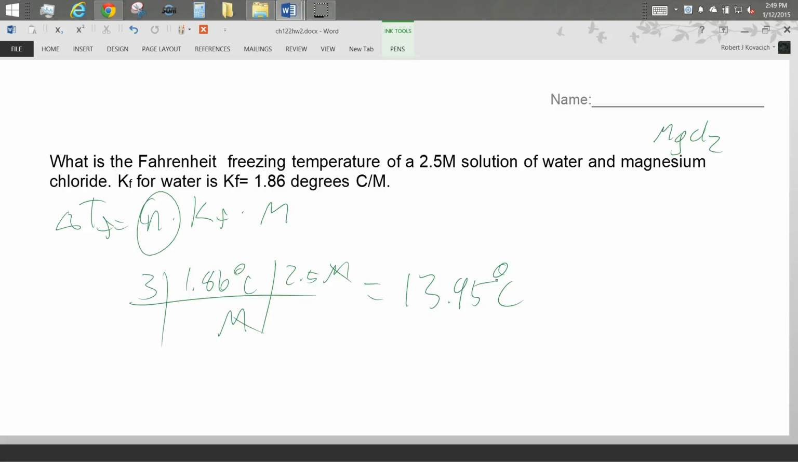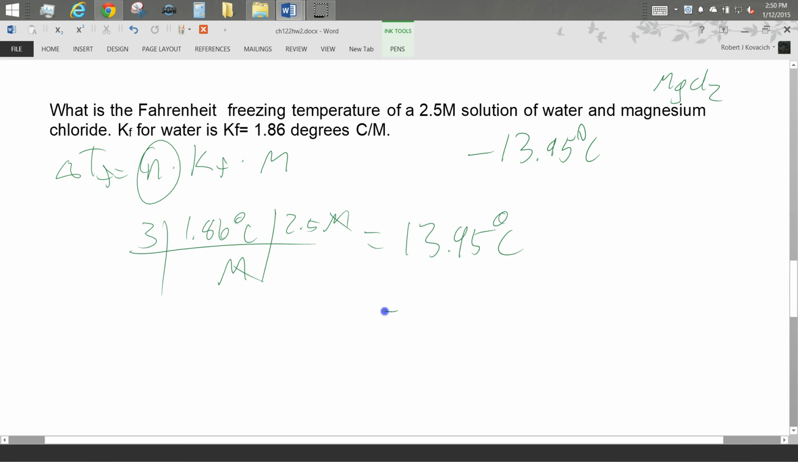So what is this number here? That's the change in temperature. Okay, so tell me what the freezing point is in Celsius. Negative 13.95 degrees C is the new freezing point in degrees C. So what is it in Fahrenheit? Now you just plug this number into the Fahrenheit equation.